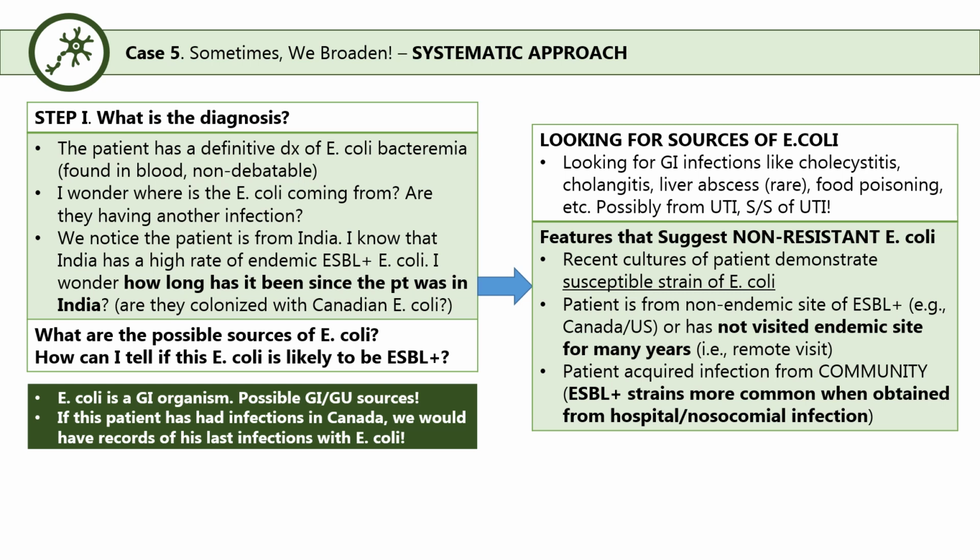My patient has a history of this, but I'm not sure of how remote. What are some features that might make me think this E. coli might not be drug resistant? Well, first, of course, if more recent cultures demonstrated a non-resistant strain. Even if the patient has historically resistant strains, we rely on more recent cultures predominantly to decide on the likelihood of current resistance. Second, if the patient has not visited an endemic resistant site for many years, it is more likely that the patient is colonized with local non-resistant E. coli. And lastly, if the patient acquired the E. coli from the community, this also reduces the chances of drug resistance, since we know that local drug-resistant gram-negatives are more frequently acquired in the hospital.